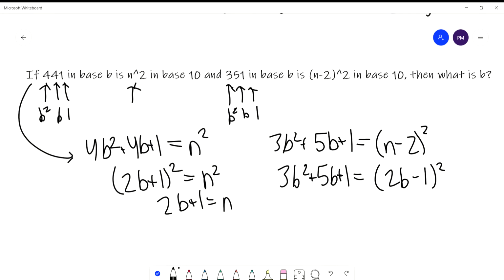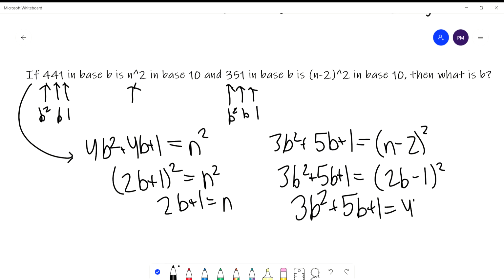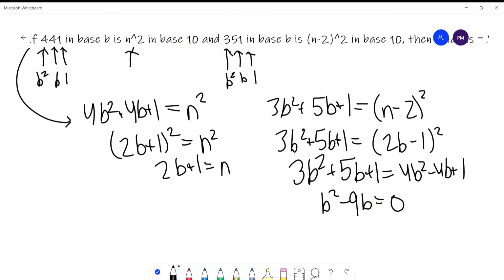Okay, well now this is a simple algebraic equation. Everything is in base 10, so we don't have to worry about that. So let's just expand it. So it's this, and then subtracting a lot of stuff, we get that it's b squared minus 9b equals 0. Well then, first we can factor this. So either b equals 0 or b minus 9 equals 0. Either b equals 0 or b equals 9.